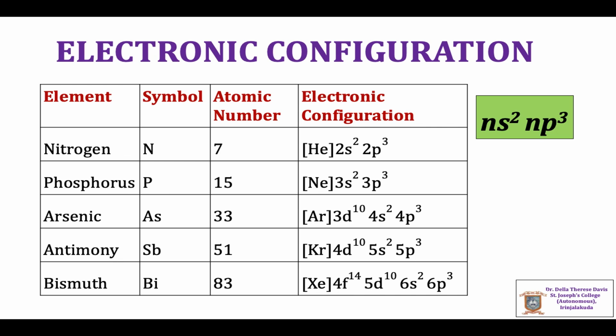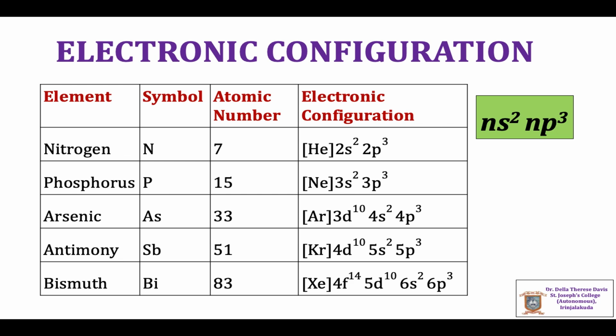Phosphorus has the electronic configuration of neon plus 3s2 3p3, and so on. The outermost electronic configuration of bismuth is 6s2 6p3. So for all the elements in group 15, there are 5 electrons in the outermost shell.